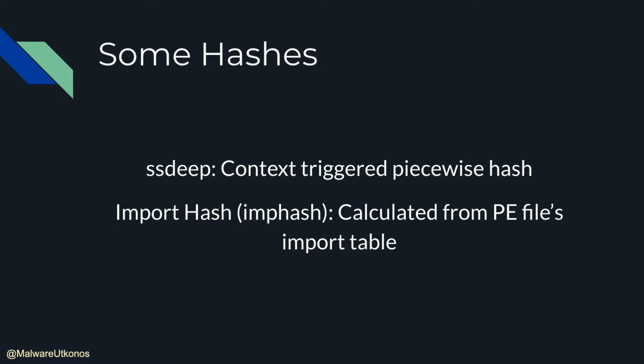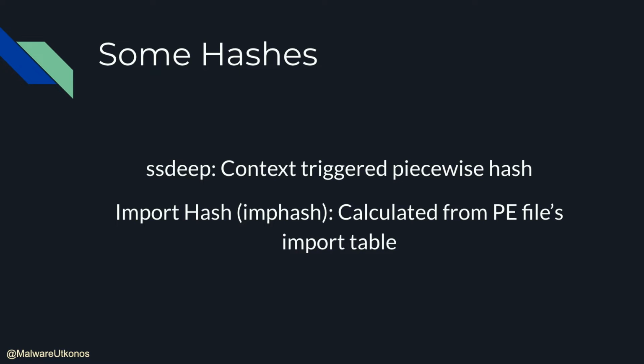The hashes like an MD5, SHA-1, SHA-256, et cetera, are good for making sure that the file you're looking at is not one that you've seen before somewhere else, but they're not good for finding other files that are related to it.